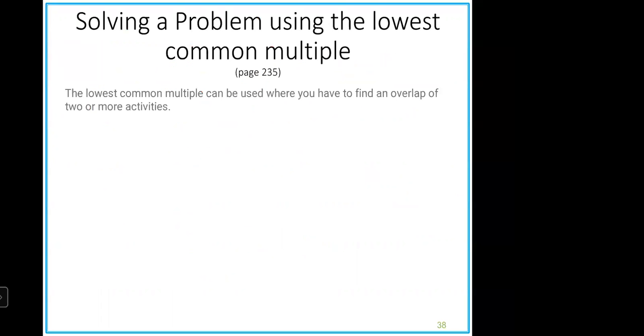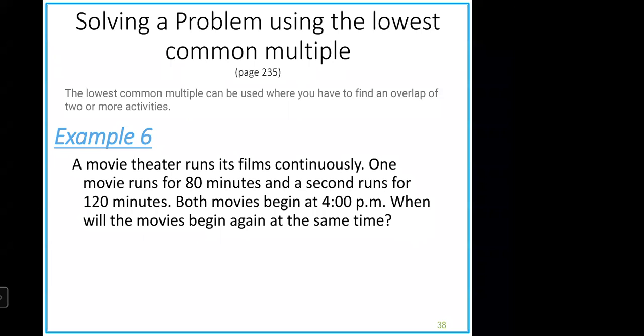Okay, so now we're going to move on to look at problem solving using the lowest common multiple. The lowest common multiple can be used where you have to find an overlap of two or more activities. In this case, we have a theater that runs its films continuously. One movie runs for 80 minutes and a second runs for 120 minutes. Both movies begin at 4. When will the movies begin again at the same time?